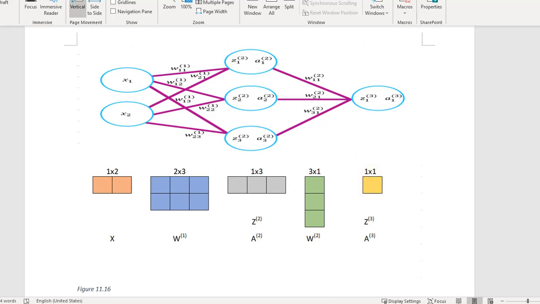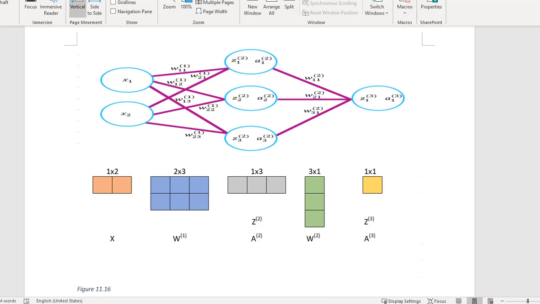So here we have a 1 by 2 and a 2 by 3, and we're going to do matrix multiplication, and that's going to give us the 1 by 3 here that we expected. And here, from the picture, you can guess that probably this is going to be a 1 by 3, and this is going to be a 3 by 1, and if we multiply them, we'll get a 1 by 1. So the picture suggests the operations that we're going to perform.